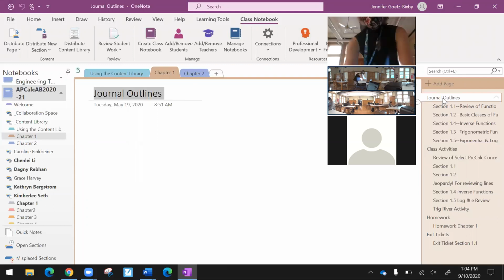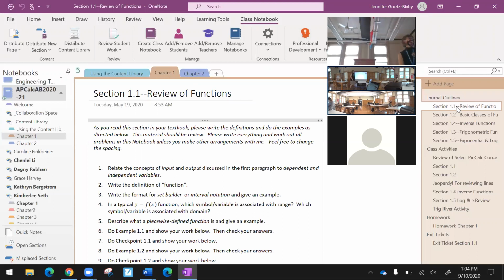Okay. So, journal outlines. You do the journal outline before you come to class. It's due at the beginning of class. You go through, and it'll tell you, write this theorem down, write this definition down, write this equation down. Okay?